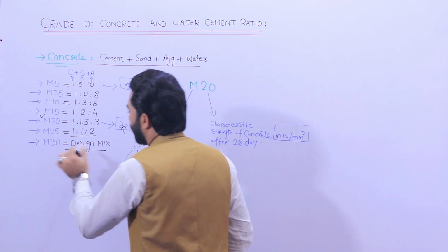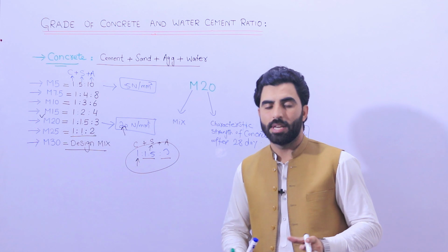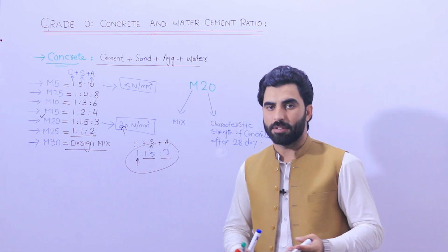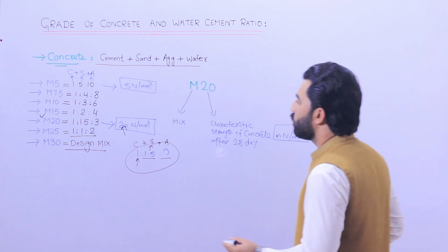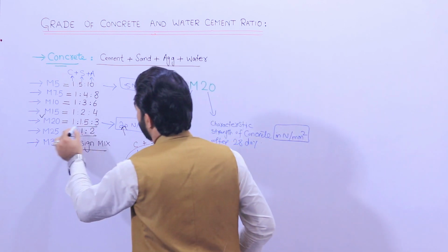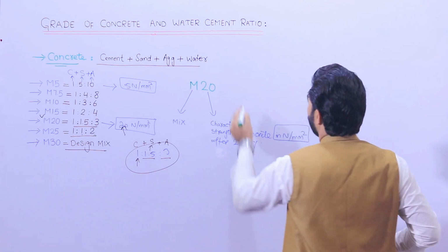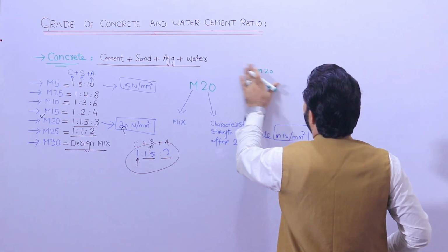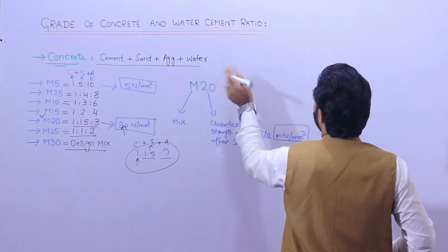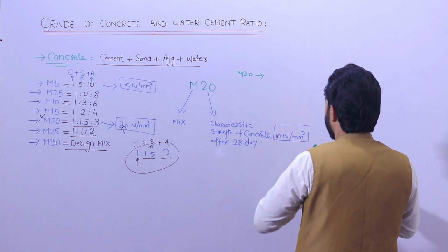M30, we can take the design mix. So we will make the calculation for this, then we can get the best material proportions. It depends on the structure load. But normally, guys, remember M20 grade of concrete, especially for residential building or commercial building, we are providing for what? M20 grade of concrete is used for what?